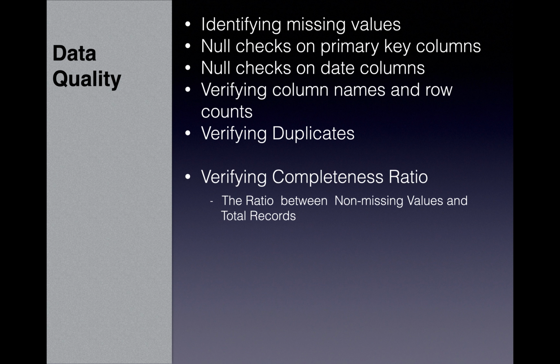names and the row counts, verifying the duplicates, because when the DBAs load the data, there must be a chance of duplicates. So we can also check the duplicates and verify the completeness ratio. That means the ratio between non-missing values and total records. So these are the small sanity tests that we can do as and when they upload the data.